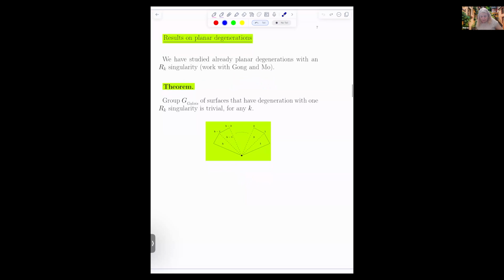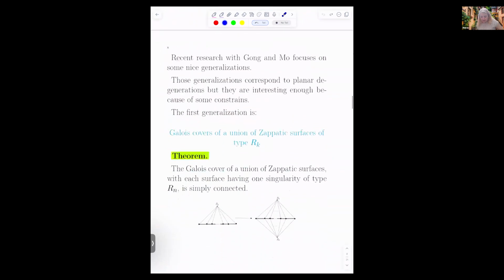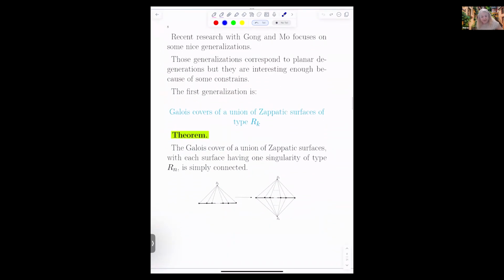Now, recent research with Gong and Mo focuses on some nice generalizations. So the generalizations correspond to planar degeneration still, okay, but they are interesting enough because there are some constraints. I will tell you right away. So the first generalization is to take Galois covers of a union of Zapatic surfaces of type RK.